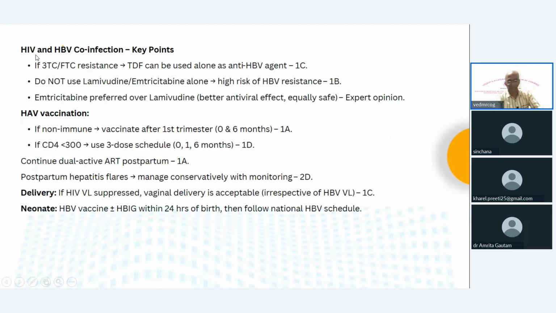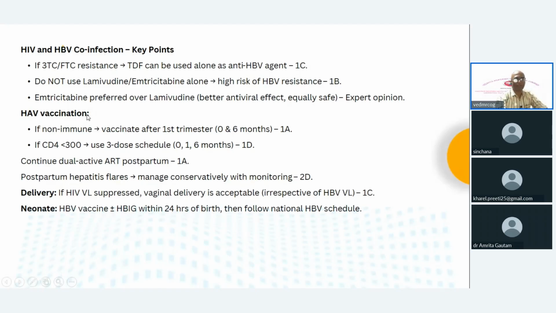Now further, if there is 3TC lamivudine or FTC resistance, then TDF can be used. That is why I said tenofovir is the one for hepatitis B. Remember tenofovir. Do not use lamivudine plus emtricitabine alone. It has a high risk of resistance. Emtricitabine is preferred over lamivudine, as it has a better antiviral effect.